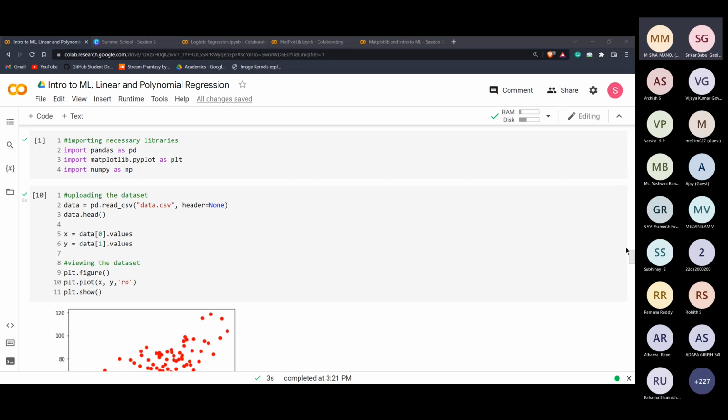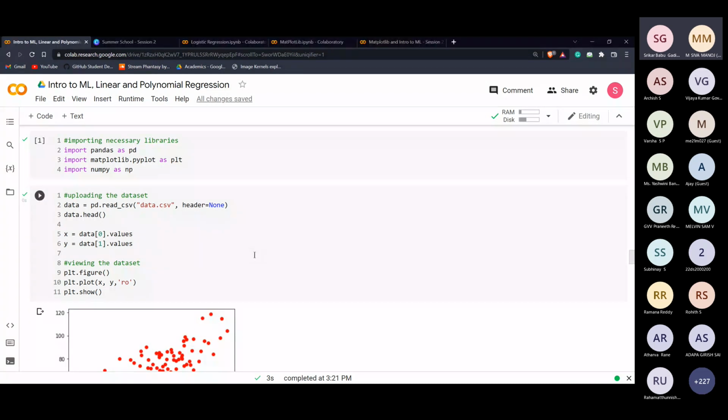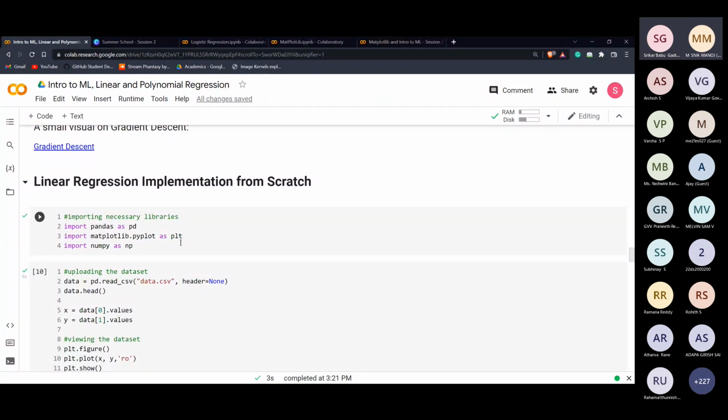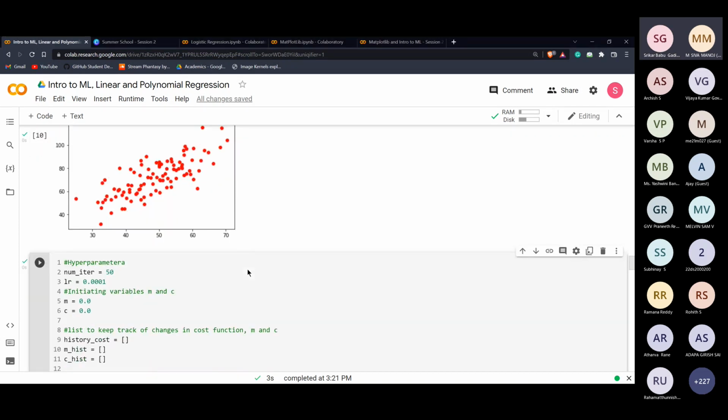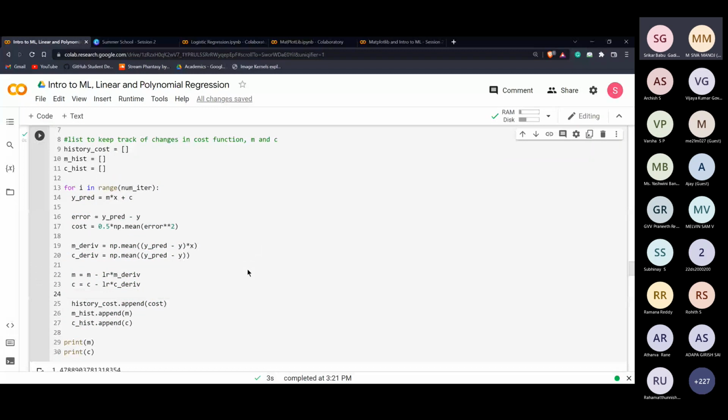Yes, I will give data.csv. The data.csv used for Matplotlib is different from this one. I will be giving it in a few minutes. Don't worry, I'll give it. Are there any doubts with linear regression implementation from scratch? If you have not been added to the WhatsApp group, we'll check on that later. Okay, I'm assuming there are no doubts. If yes, please do unmute and ask.